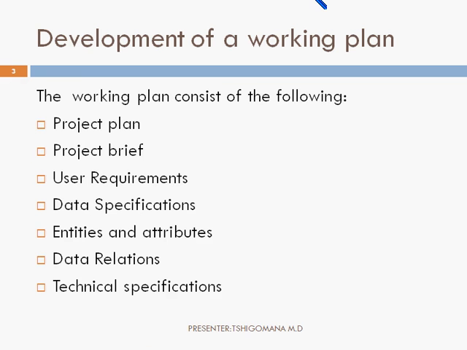Development of a working plan. Now, your working plan must consist of the following. There must be a project plan, there must be a project brief, there must be user requirements, there must be data specifications, there must be entities and attributes, there must be data relations, there must be technical specification. Now, all those things, whenever you are designing a database, they must form part of your working plan. That is the project plan, the project brief, the user requirements, data specifications, entities and attributes, data relations, technical specification.